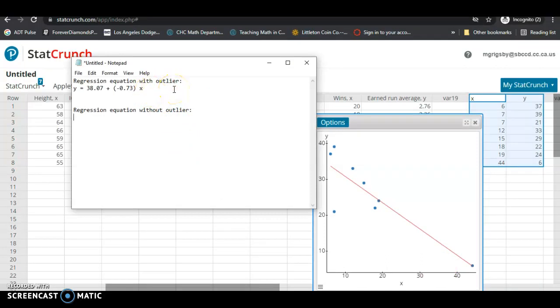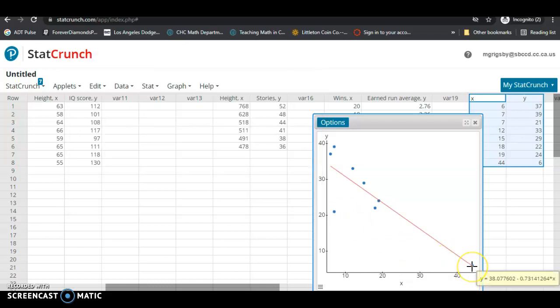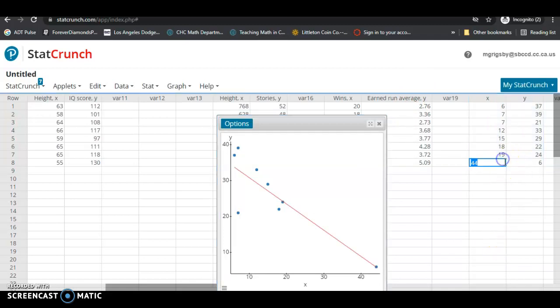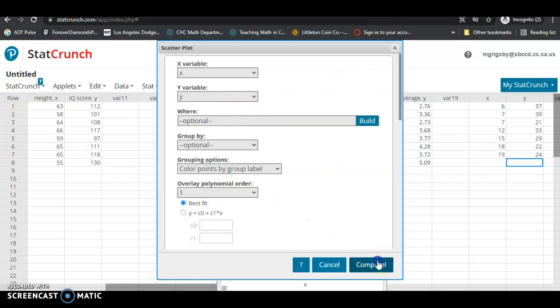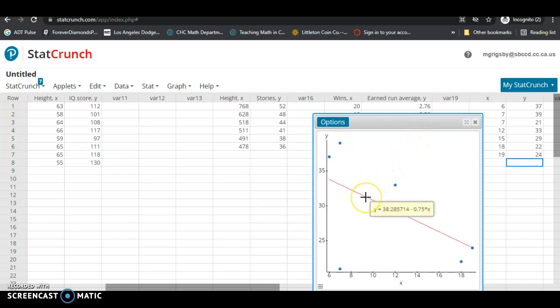Now we're going to attempt to do the regression equation without that outlier. Again, we've identified this point as being the outlier, which happens to be on the line there. It was (44, 6). So if we remove that particular data point and then redo our scatter plot, we want to see how much it changes that regression equation. This is the new regression equation. Again, let's make a note of it. So 38.28 or 29 is the y-intercept, and negative 0.75 is the slope.